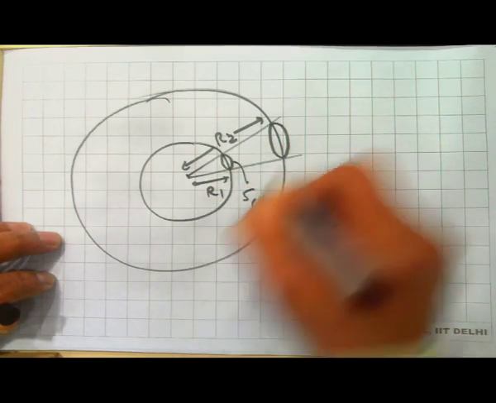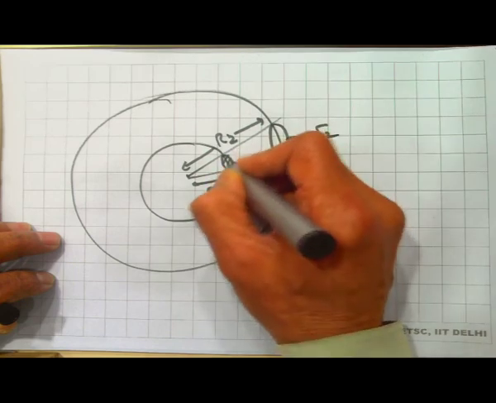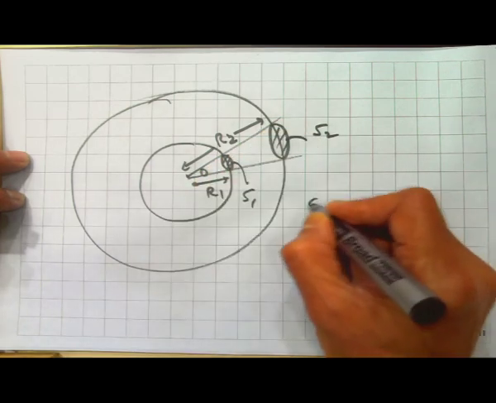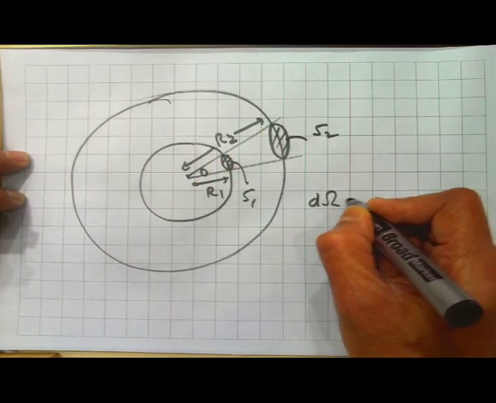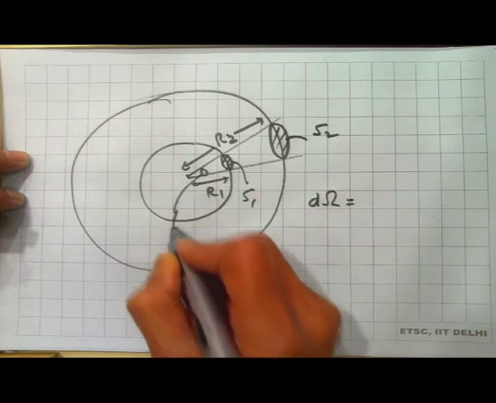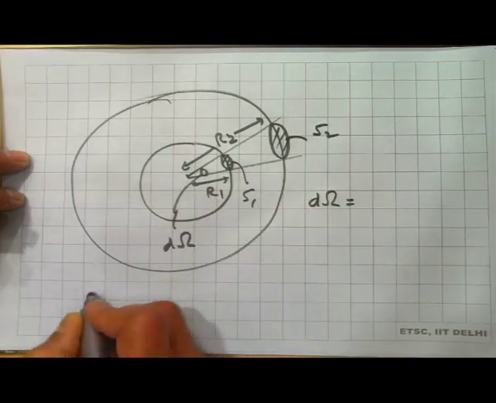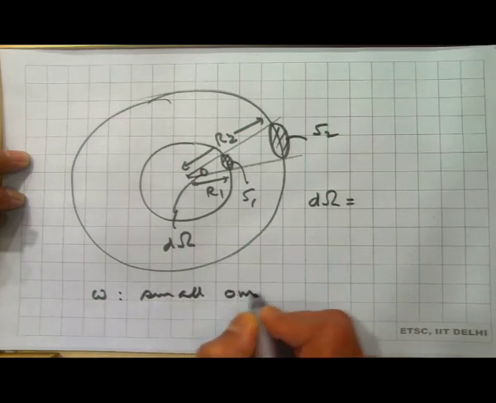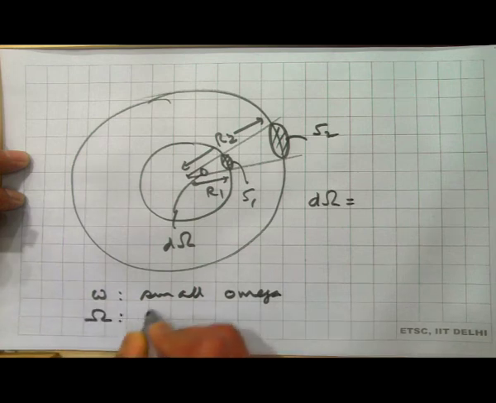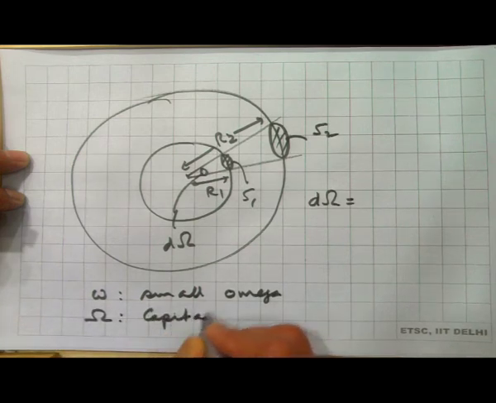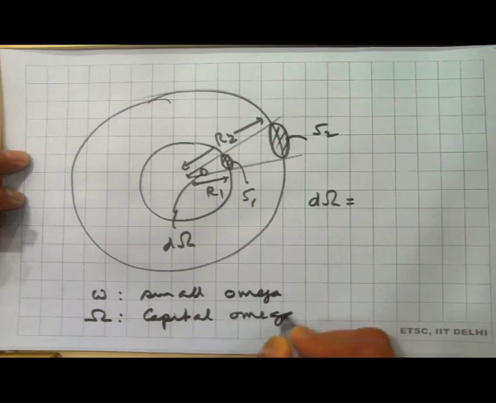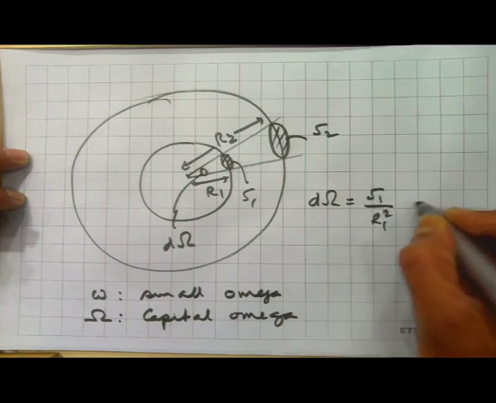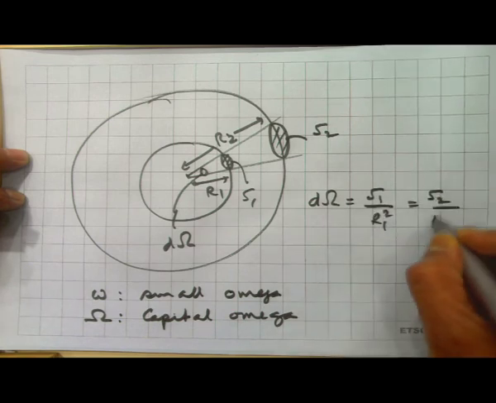Let me call this S 1, this is S 2, the areas. Because both of them subtend the same solid angle d omega, the solid angle here. So, let me call this solid angle as d omega. Please remember, this is small omega, this is capital omega, is equal to S 1 by R 1 square, which is also equal to S 2 by R 2 square.